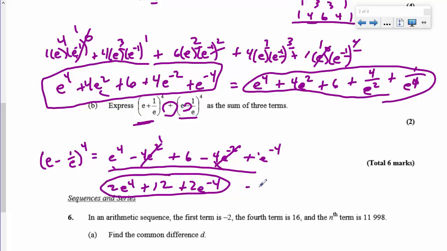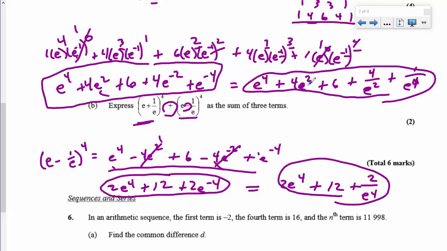Another way you could write this, of course, is 2e to the power of 4 plus 12 plus 2 over e to the power 4. This is also acceptable. So these are your two answers for this question right here.